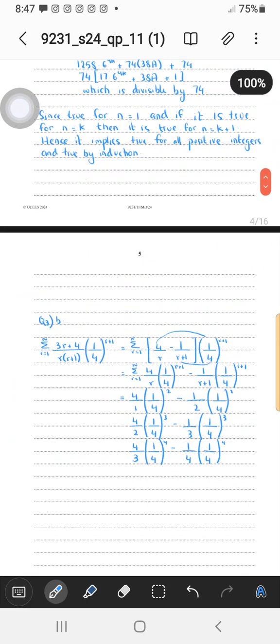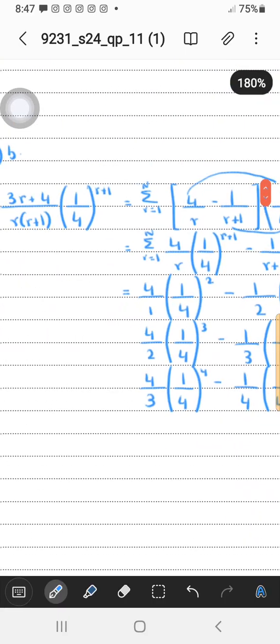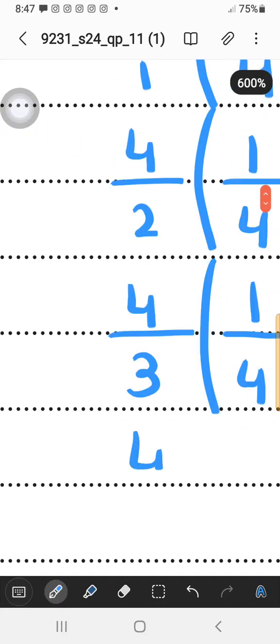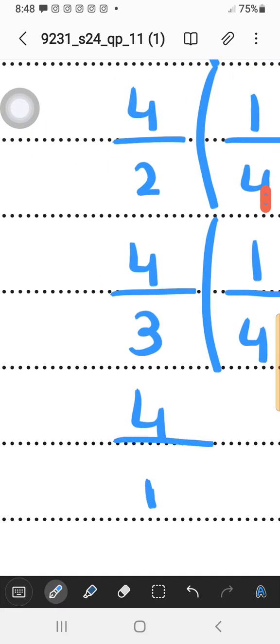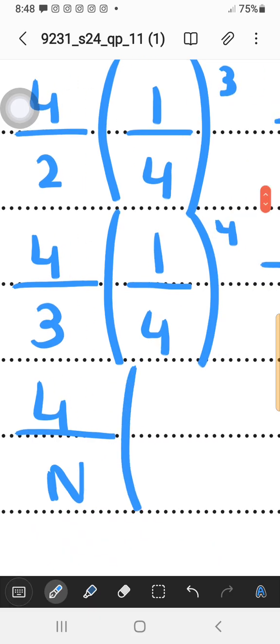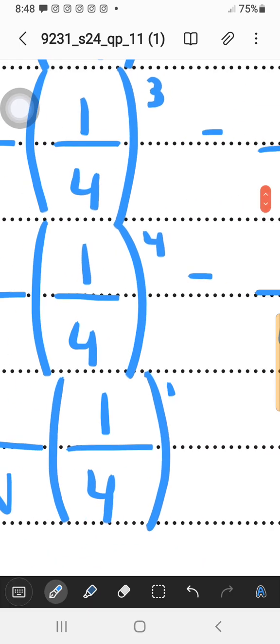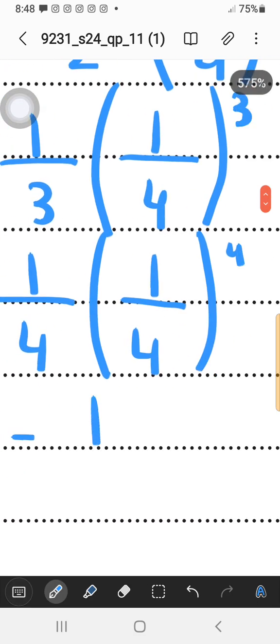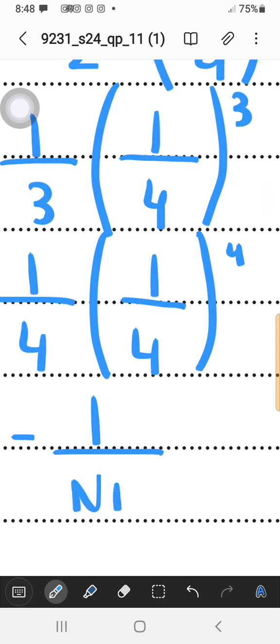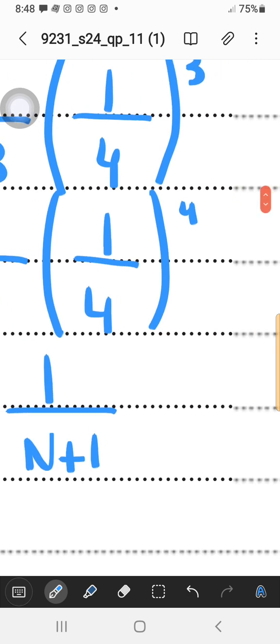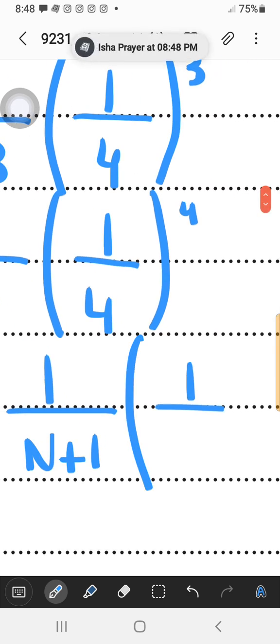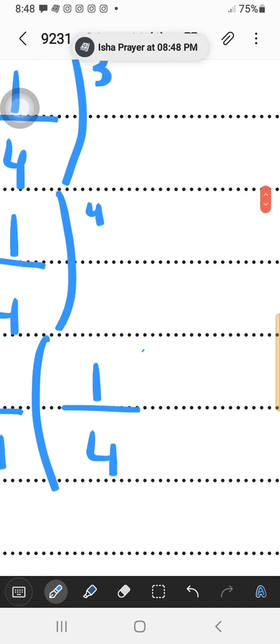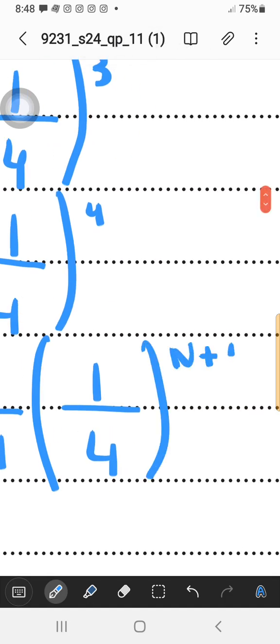And let me write it in the n form. I will write it as 4 upon n, capital N, 1 upon 4 n plus 1 minus 1 upon n plus 1. Wait for a bit. And there will be 1 upon 4 n plus 1. Okay.